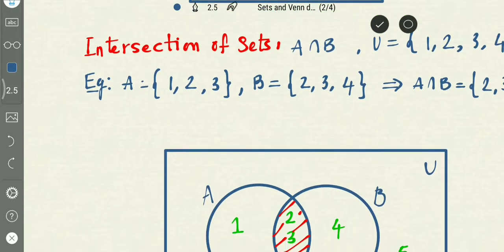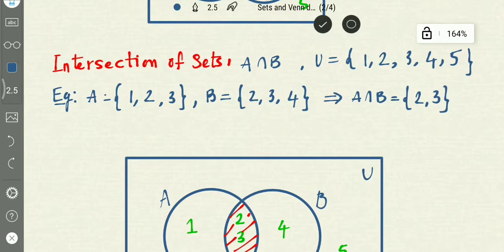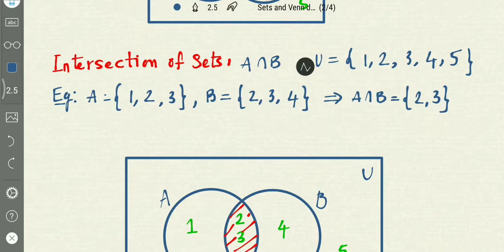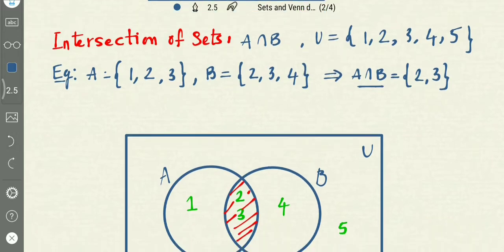Next one is intersection of sets. It is represented by A intersection B like this. For example, universal set is 1, 2, 3, 4, 5 and A is a set having 1, 2, 3 and B is a set having 2, 3, 4, then A intersection B. A intersection B is common for both the sets. Here 2, 3, 2, 3, these are the common elements in A and B. This is the intersection of sets. So A intersection B is 2 and 3.